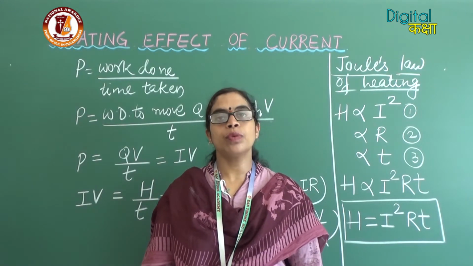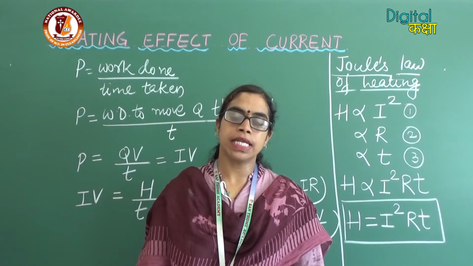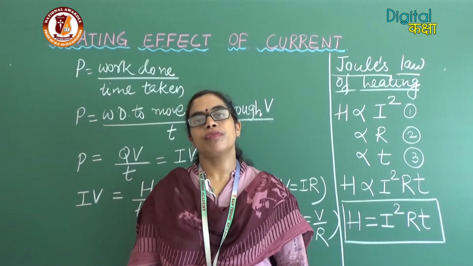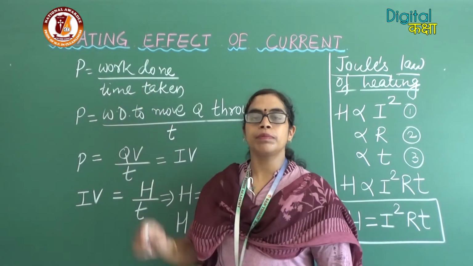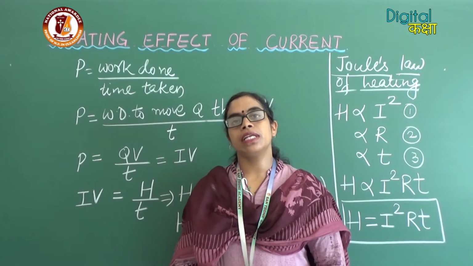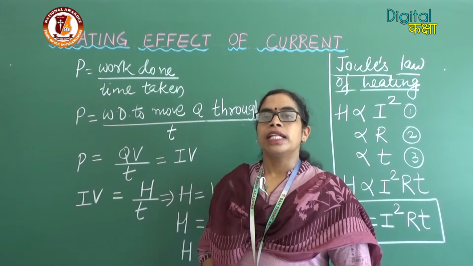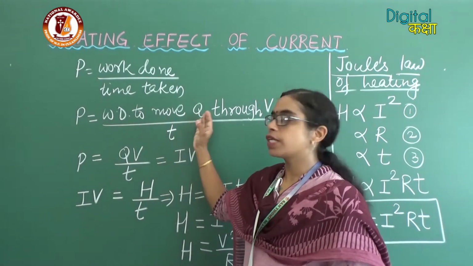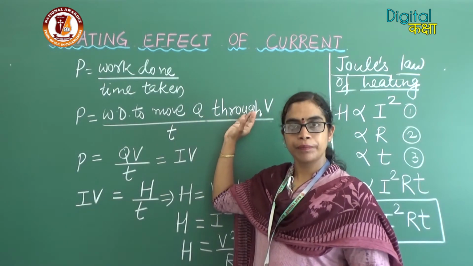Now, how to calculate this heat energy? How to get the formula for this heat energy? For that, we are taking the help of the formula of power, that is work done upon time taken, which we have studied in class 9. In the concept of electricity, the work is calculated for the movement of charge Q through the potential difference V.